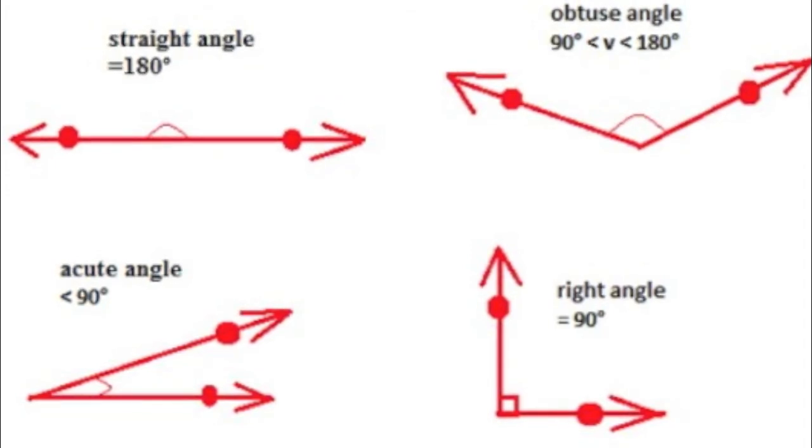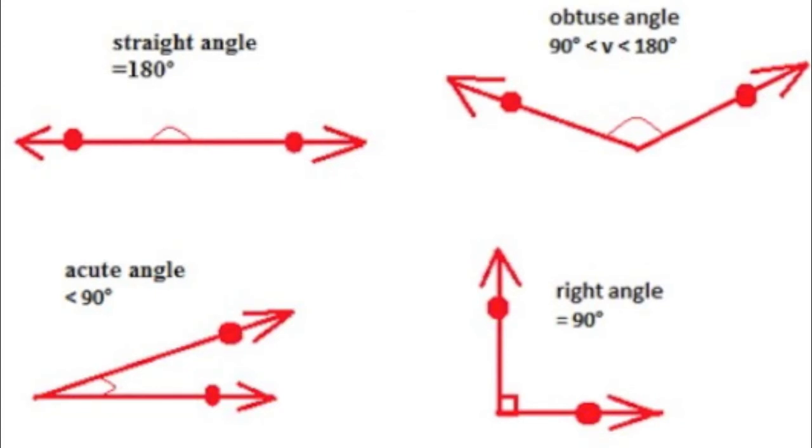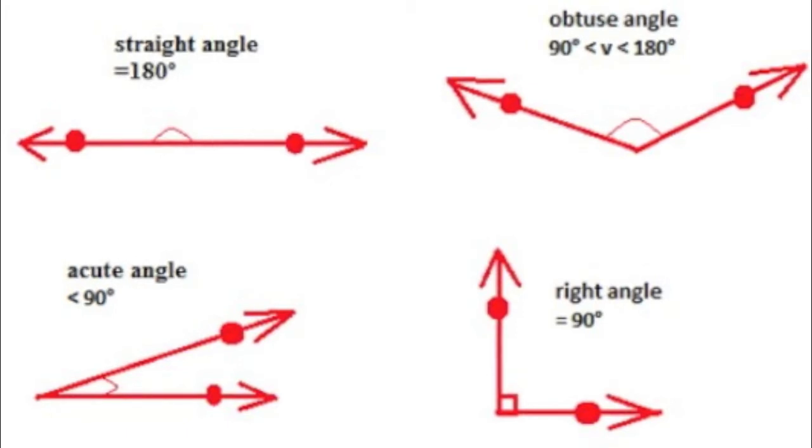And then you have your acute angle, which is an angle that is less than 90 degrees. Any angle that is less than a right angle is an acute angle, so it's the smaller angles. And then, last but not least, you have your right angle, which is 90 degrees. You guys are familiar with that. It's got the special marking with that box that shows you that that angle is 90 degrees.